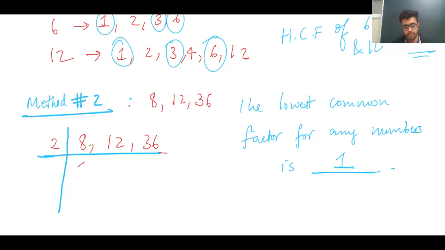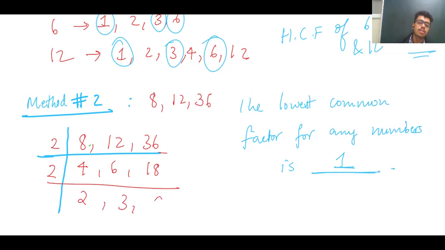Here, 4, 6, and 18. Next, what is the common divisor? 2. Then what is left? 2, 3, and 9.